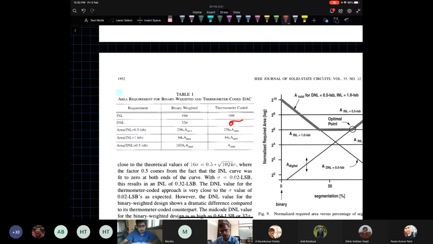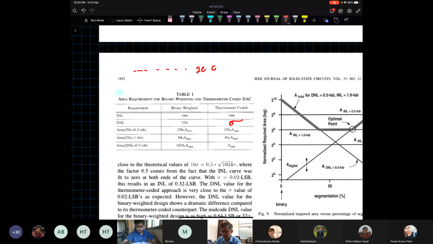32. Why 32? Because of the switching of many cells. Yeah, so think about it this way, right? If it's a 10-bit DAC, you start with, let's say it's capacitor, for example. You start with the unit C, then you will start with 2C. And what will be the last cell? 2 raised to 10 C. What would be 2 raised to 10? 1024. So 2 raised to 10 minus 1.